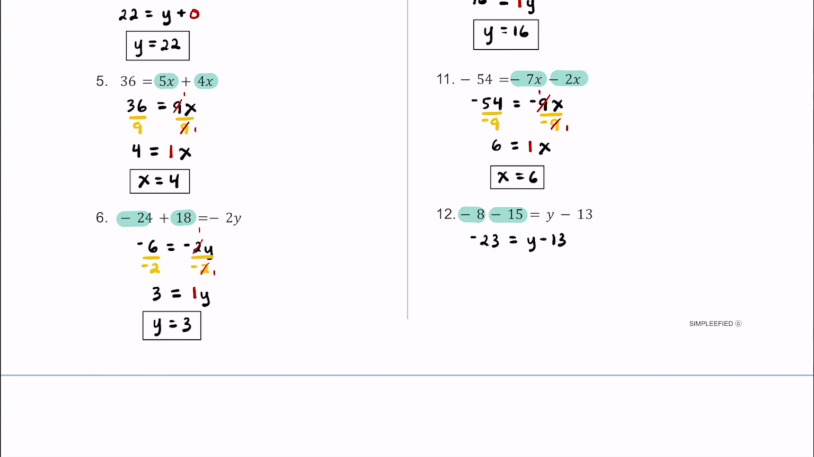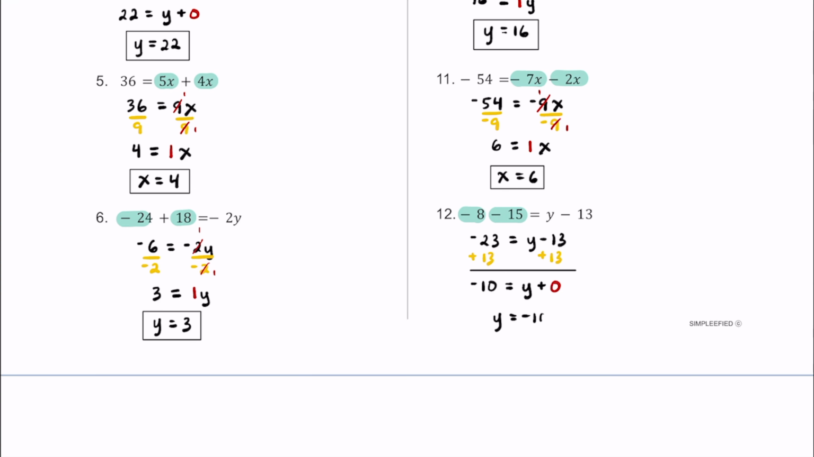So since we see subtraction as our operation, we're going to use addition property of equality here and add 13 to both sides of the equation. On the left side, adding 13 to negative 23 is going to be negative 10. And on the right side, we're going to have this y, but a negative 13 plus 13, that should equal 0 since opposites add to get 0. Using the identity property of addition, we can drop that plus 0 and turn this around and say y is equal to negative 10.